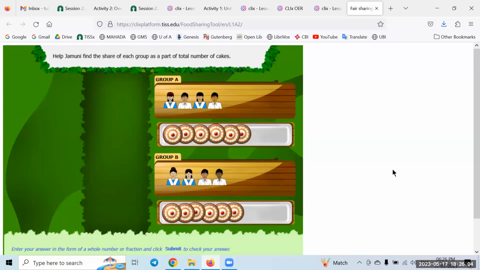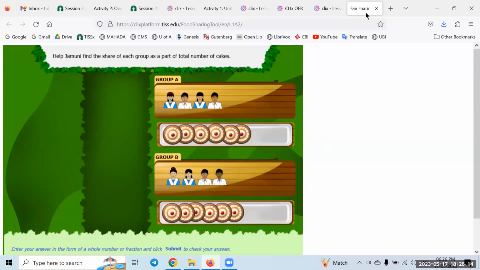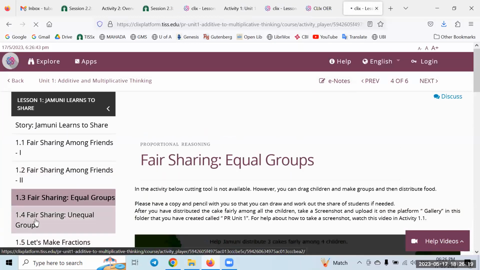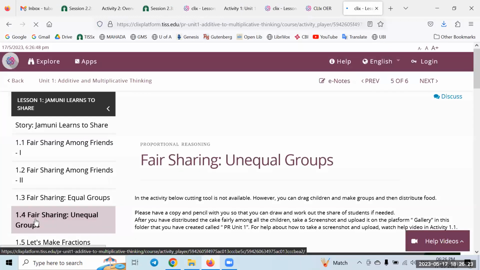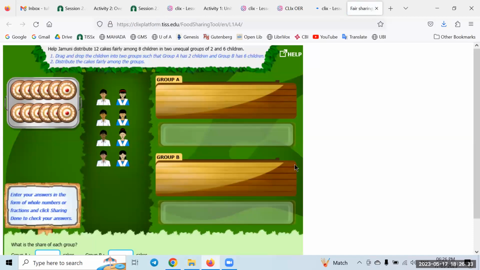Go to the next question, Tuba. Unequal groups. You have to cross this. I should cross this. Okay. Yeah. Unequal groups. So here you have to make unequal groups of 2 children and 6 children.